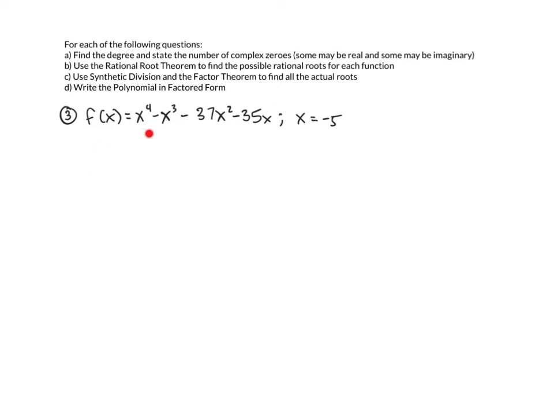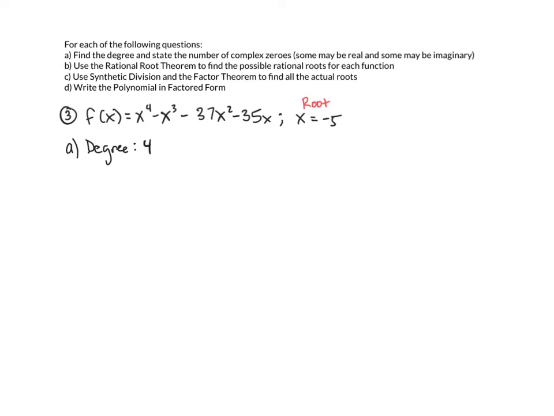So you can see I've already written up problem 3 for us. We have f of x equal to x to the fourth minus x cubed minus 37x squared minus 35x. And then we have x equal to -5 here. That is a root that's already given to us. So sometimes we'll be given a root, sometimes we'll need to find all the roots, but we'll get to that in just a moment. First, let's do part A and state the degree, which in this case is 4.